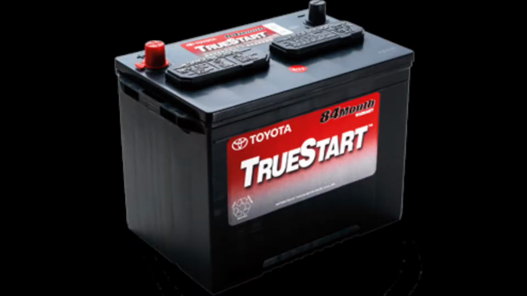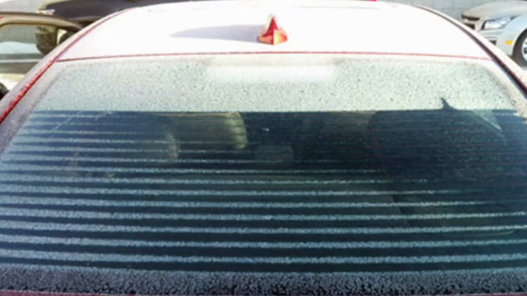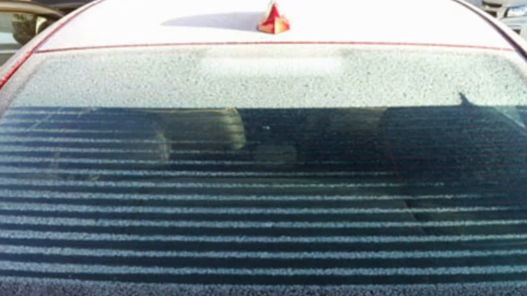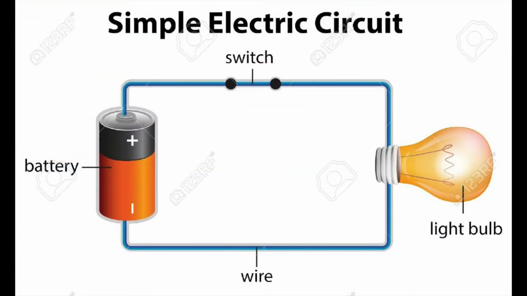See these thin lines running across the window? We call these grid lines. They are electrically powered from the car's battery and heat up to clear the fog. How does this work, you may ask? It works by using an electric circuit. An electrical circuit is a path or line through which electricity flows.